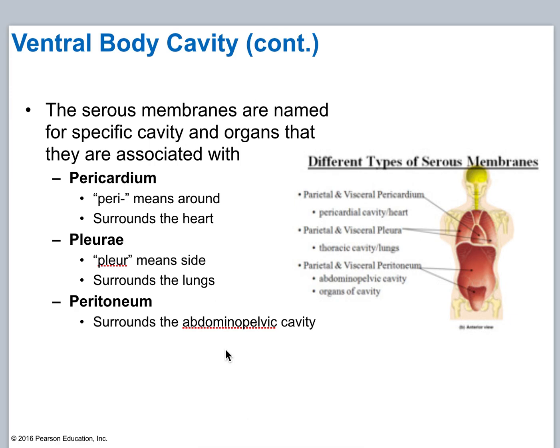Look at these different ventral body cavities. Again, the pericardium means around the heart. Peri means around, surrounding the heart. The pleura, from the word for side, surrounds the lungs. And the peritoneum is the membrane surrounding the abdominopelvic cavity. So the pericardium refers to the membrane around the pericardial cavity. The pleura is the serous membrane surrounding the pleural cavity. The peritoneum is the serous membrane surrounding the abdominopelvic cavity.